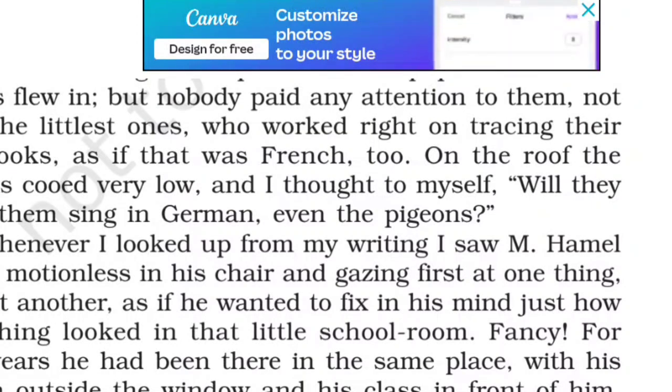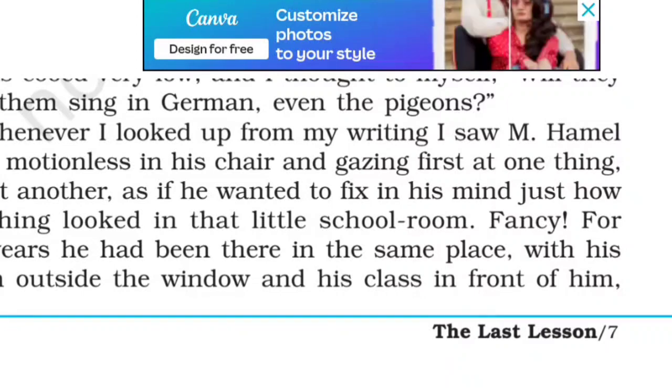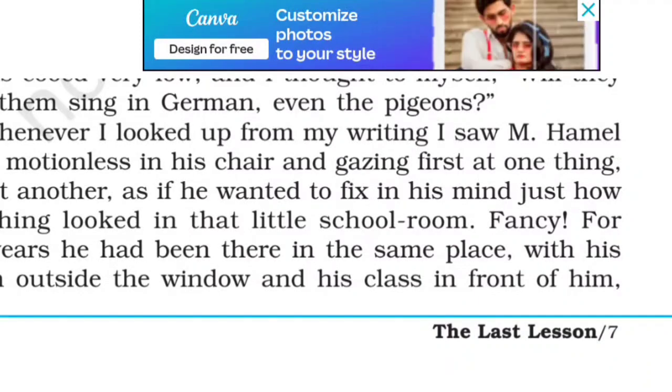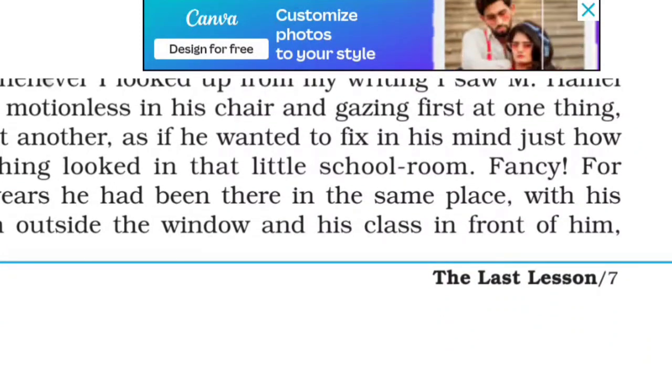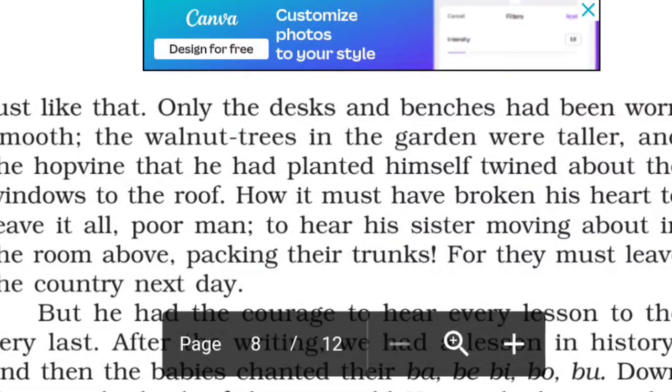On the roof, the pigeons cooed very low, and I thought to myself, "Will they make them sing in German, even the pigeons?" Whenever I looked up from my writing, I saw M. Hamel sitting motionless in his chair and gazing first at one thing, then at the other, as if he wanted to fix in his mind just how everything looked in that little schoolroom. Fancy, for 40 years he had been there in the same place, with his garden outside the window and his class in front of him, just like that. Only the desks and benches had been worn smooth.